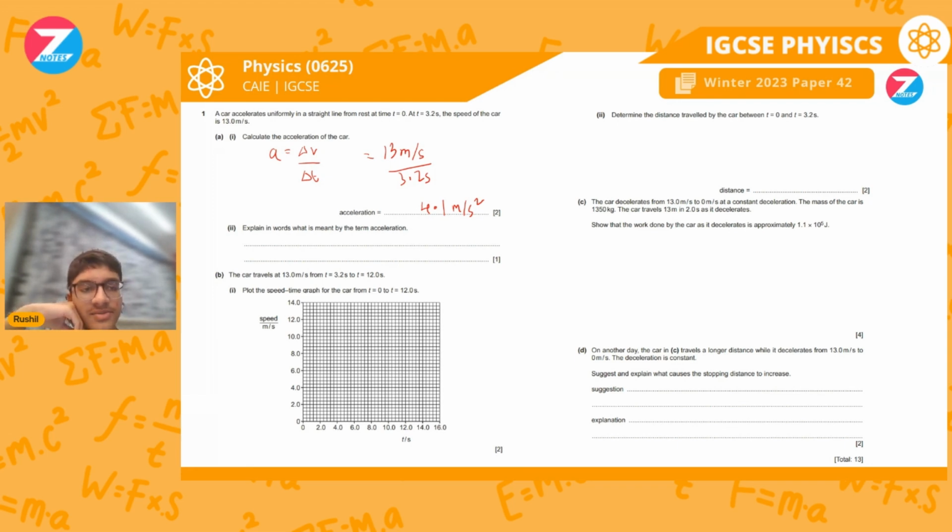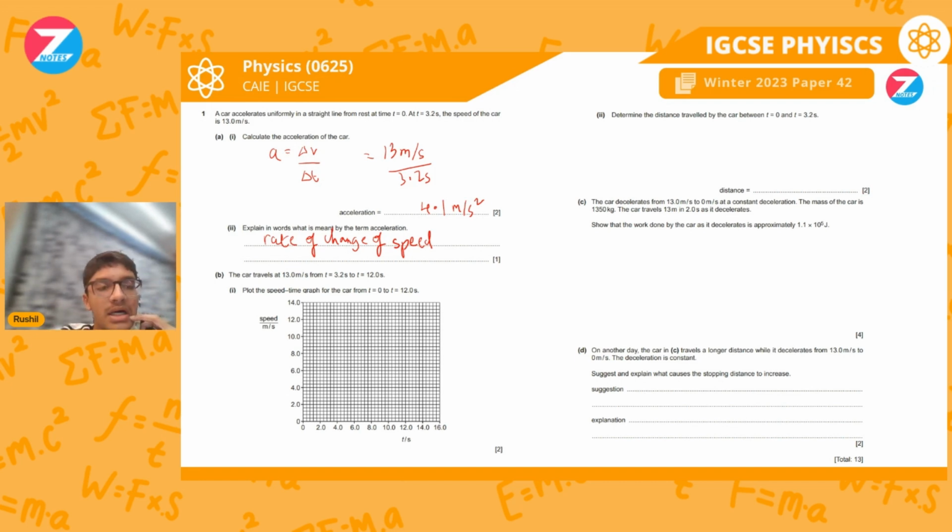Explain in words what is meant by the term acceleration. We know that acceleration is generally the increase in speed, but we can just say it as the change in speed. So it's the change in speed over a period of time. We can just describe it as the rate of change of speed. The word rate means change of speed per unit time.